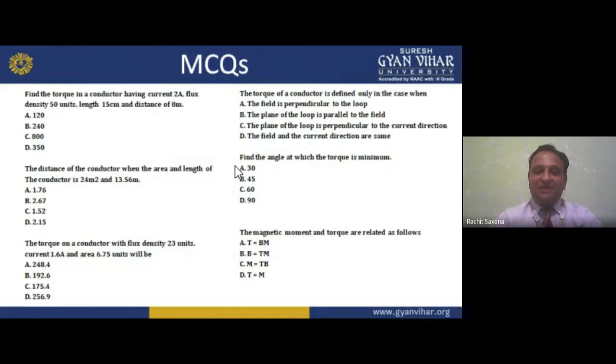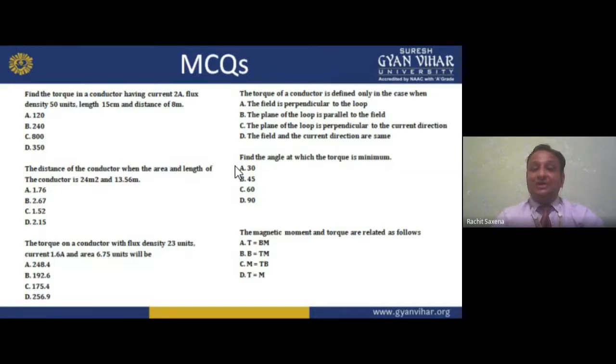We can easily find it. Now the torque on a conductor with flux density given, current given, and area directly given is I A into B. Previously I told you that the torque of a conductor is defined only in the case when the field is perpendicular to the loop, the plane of the loop is parallel to the field, and the field and the current directions are the same. You have to find it, my dear students.